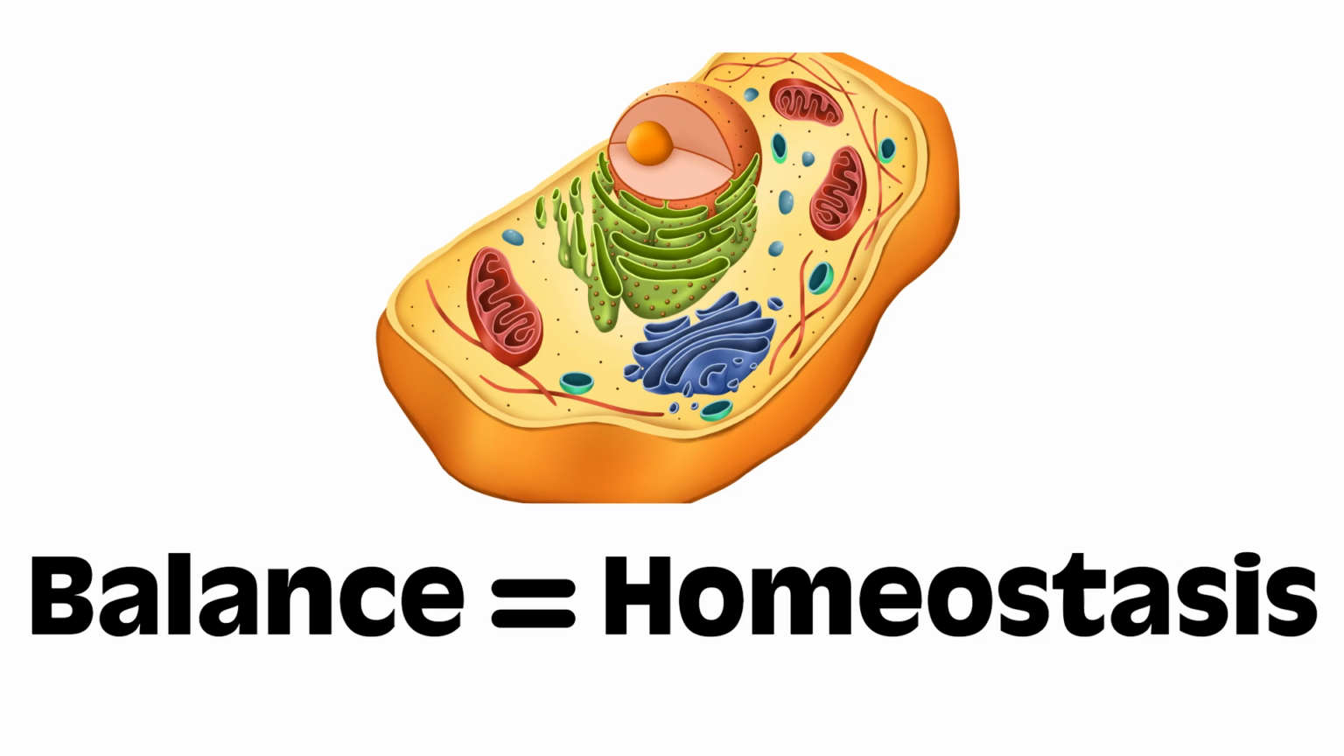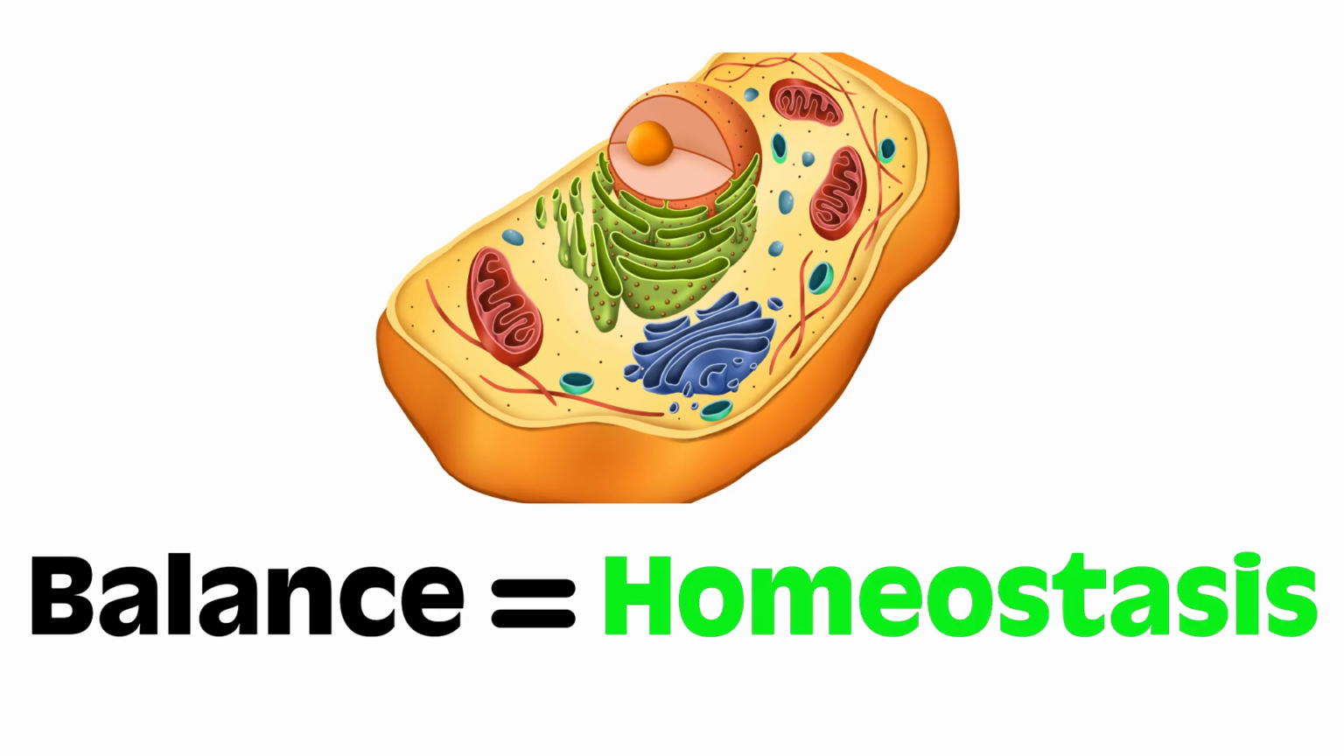So in summary, diffusion spreads molecules, osmosis moves water. Together, both processes help your cells stay balanced. That's called homeostasis.